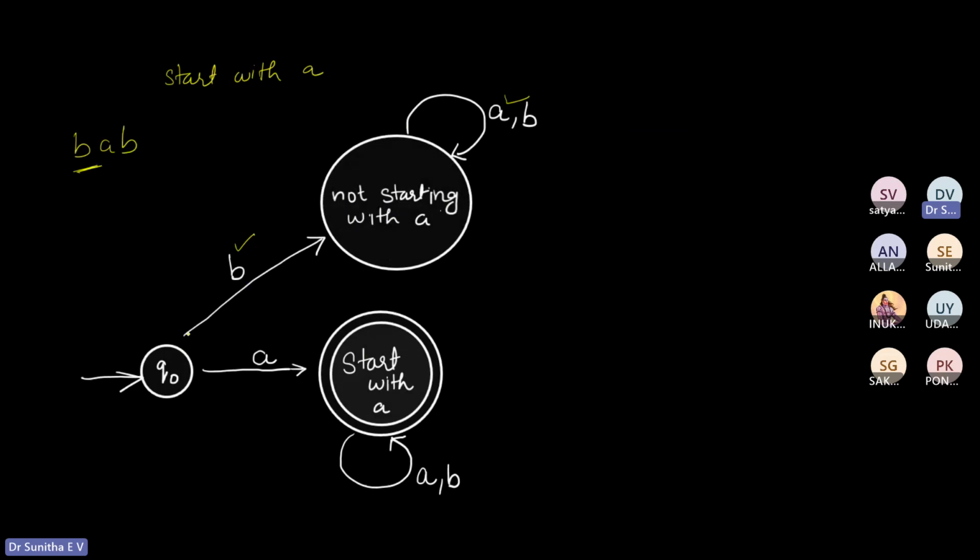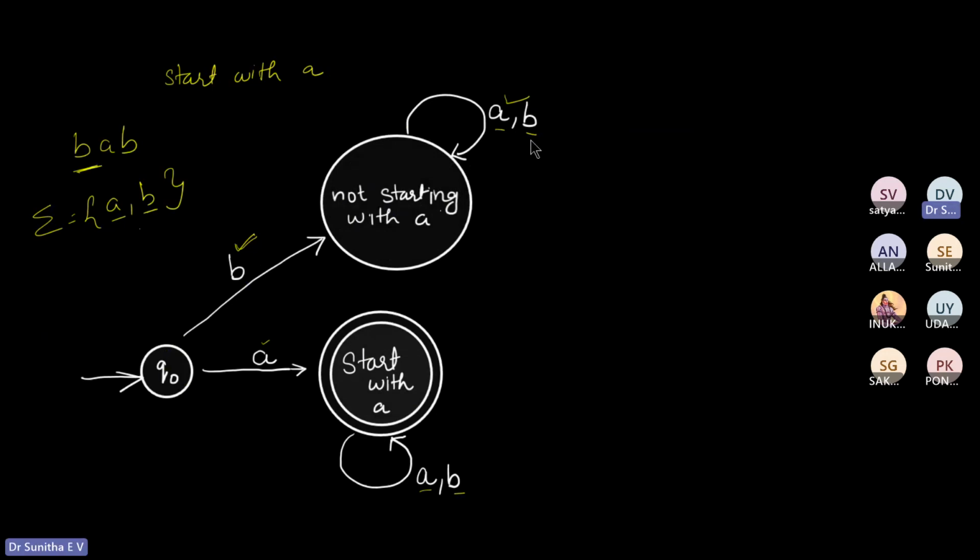Okay, then you take every state and check whether we have drawn a transition for every symbol. In the alphabet, we have two symbols, A and B, and we check whether from every state we have transitions for both A and B. From Q0, we have a transition for A and a transition for B. For this state, there are transitions for A and B. And from this state, there are transitions for A and B. So from every state, we have transitions for every symbol.